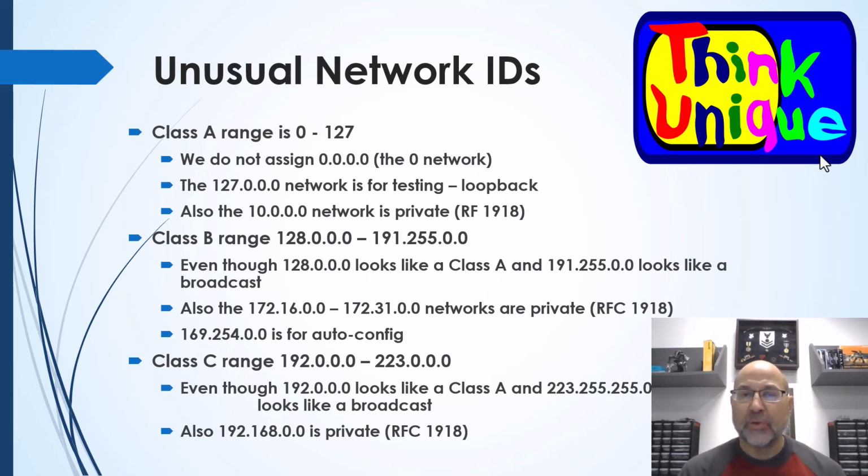Now the Class B range is technically 128.0.0.0 to 191.255.0.0. And even though 128.0.0.0 looks like a Class A because of all those zeros, it's not. It's a Class B because of the beginning pattern. And 191.255 looks like a kind of a broadcast address, but it's not. So it still belongs to the Class B network space.